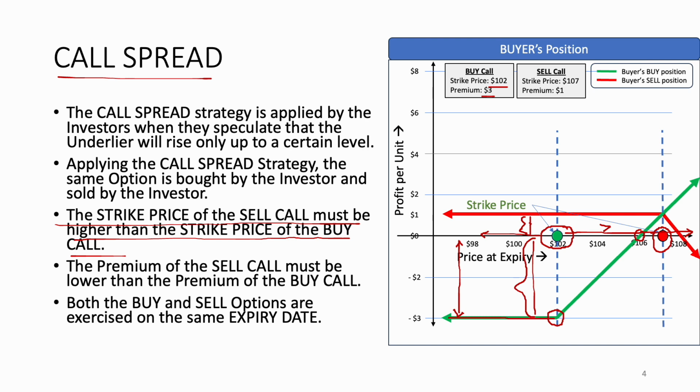Here we have taken an example where we are striking a sell call at $107 and agreeing to a premium of $1 for this sell call. Under this circumstance, we can exercise a call spread if we exercise both the buy and the sell options at the same expiry date. This is important, the expiry date has to be the same. And already I have told you that the quantity traded in both the buy call and the sell call should be the same, and the underlier should be the same.